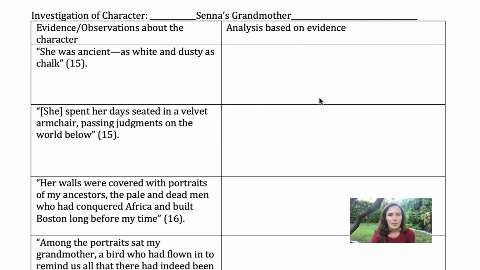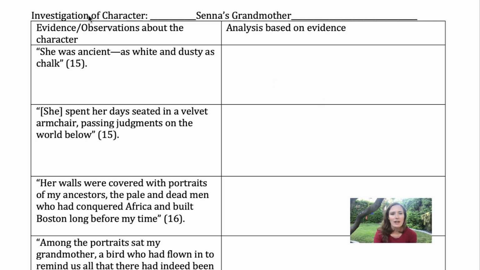Let me give you a couple examples of some words you can pull out. So one quotation I have here, this is Senna describing her grandmother. So this whole thing is narrated through Senna. It's filtered through Senna, so it's obviously going to be subjective. But we do learn some things about her grandmother. So by calling her ancient, as white and dusty as chalk, that might seem kind of like a rude way of describing her grandmother, but it gives us a lot of info about the grandma.